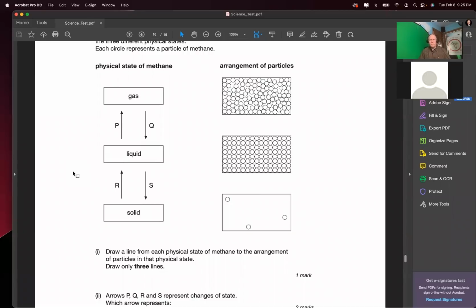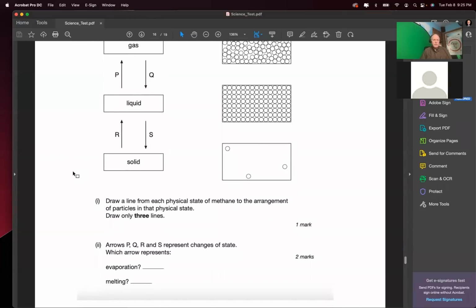So which one of those represents the gas? Now we're talking about the boxes on the right. Which one of those is a gas? That would be the bottom box. And which one is a liquid? That'd be the top box. And of course, a solid. The top, no, the middle box. Okay.